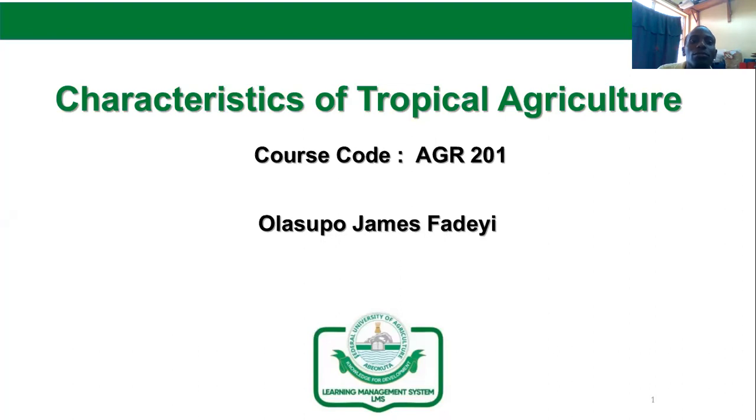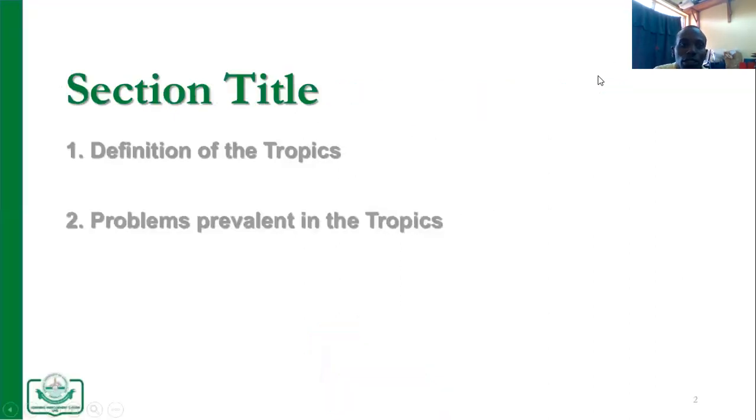Next on Introduction to General Agriculture, AGR 201, is characteristics of tropical agriculture. In this session, we will be having two topics. The first is definition of the tropics. We'll be defining what the tropics mean. Then tropical agriculture will explain it. And afterwards, we'll briefly comment on problems prevalent in the tropics.